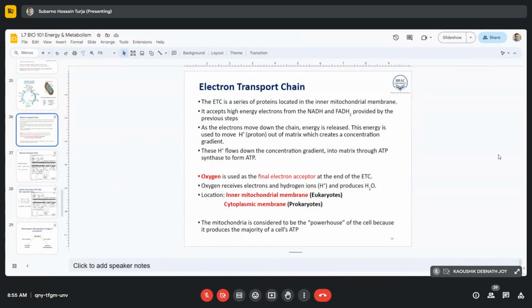As the electrons move down the chain, energy is released, and this energy is used to move hydrogen protons out of the matrix. And these hydrogen protons are obtained from water.